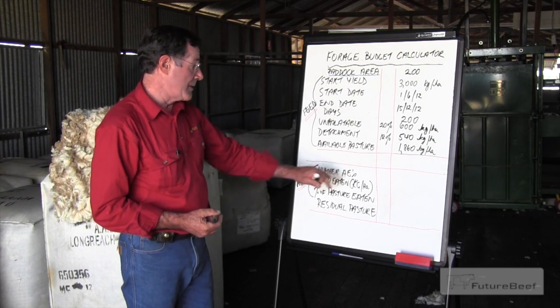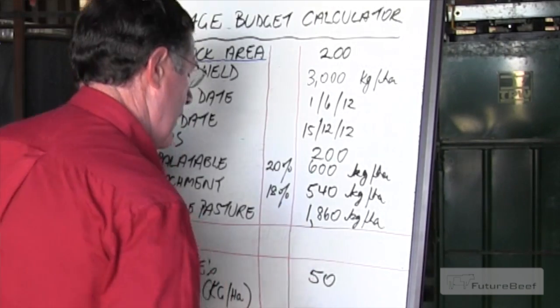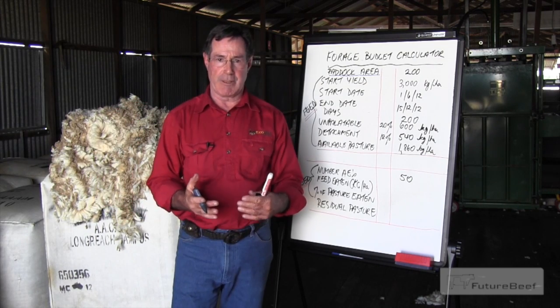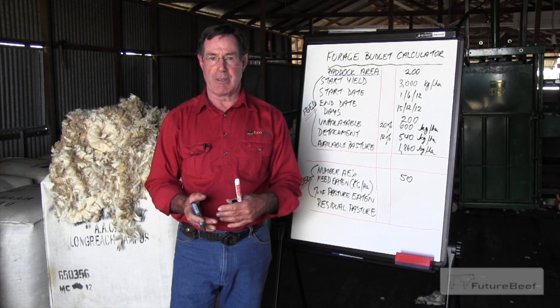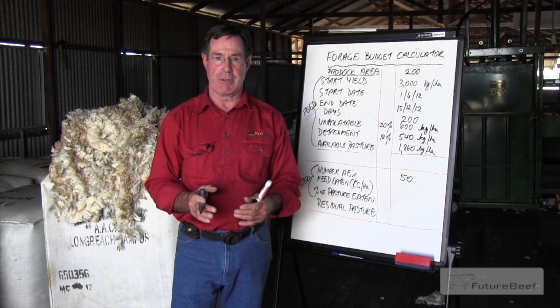So the number of AEs in that paddock was in fact 50. As we said earlier in the day, we know that an adult equivalent eats around about 10 kilograms per head per day.